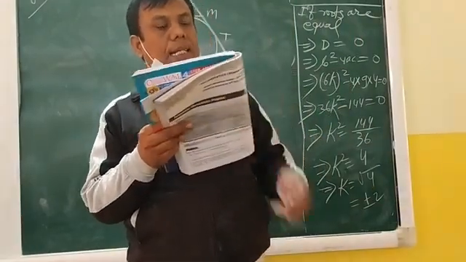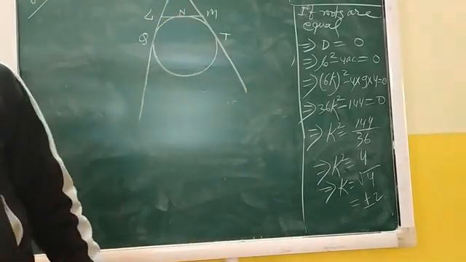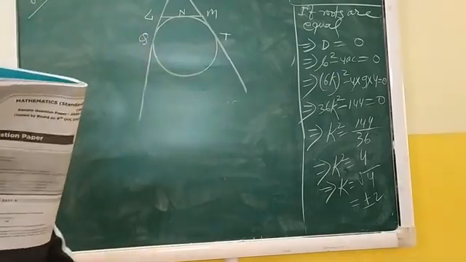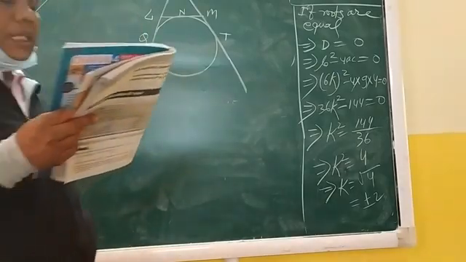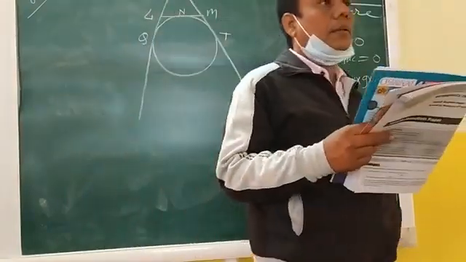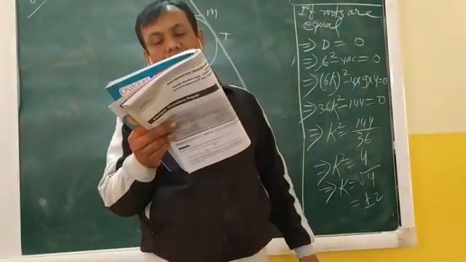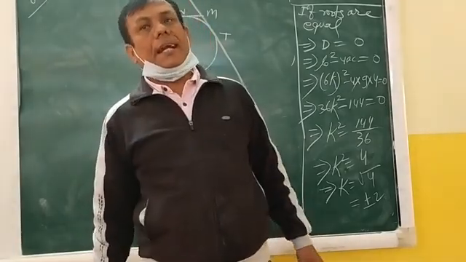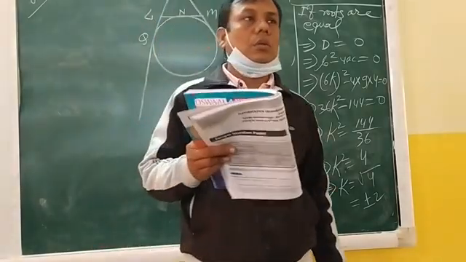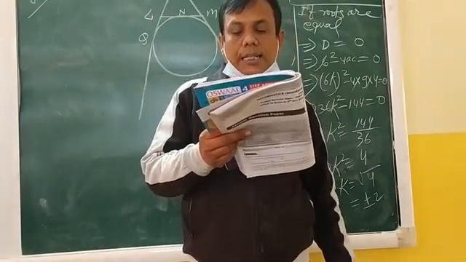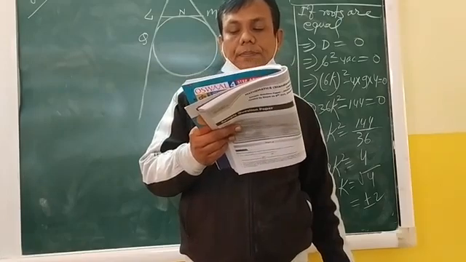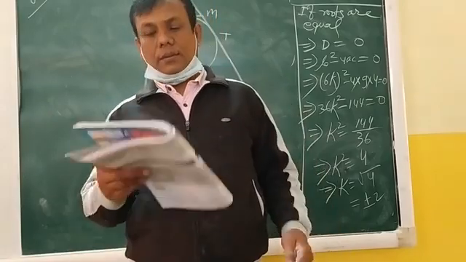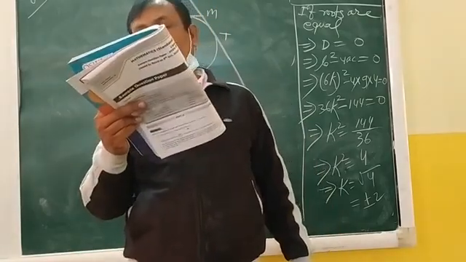PQ is a tangent to a circle with center O at point P. Full stop. If triangle OPQ is an isosceles triangle, then find angle OQP.